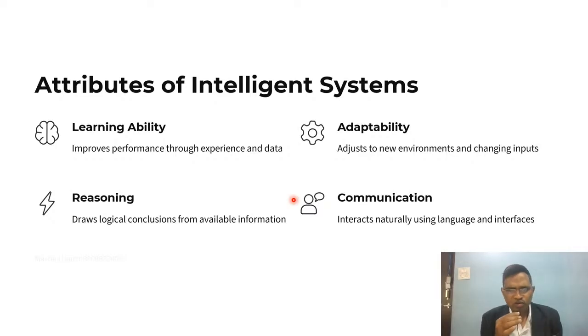Then what contributes to artificial intelligence? One is that artificial intelligence learns. Having past data, it adapts according to the new situation and changes. It also has reasoning ability: whatever information it has on a particular thing, it makes reasons. It also communicates with us, so we communicate naturally through artificial intelligence. Okay, these are the attributes of an intelligent system: learning ability, it adapts, it reasons, it communicates.